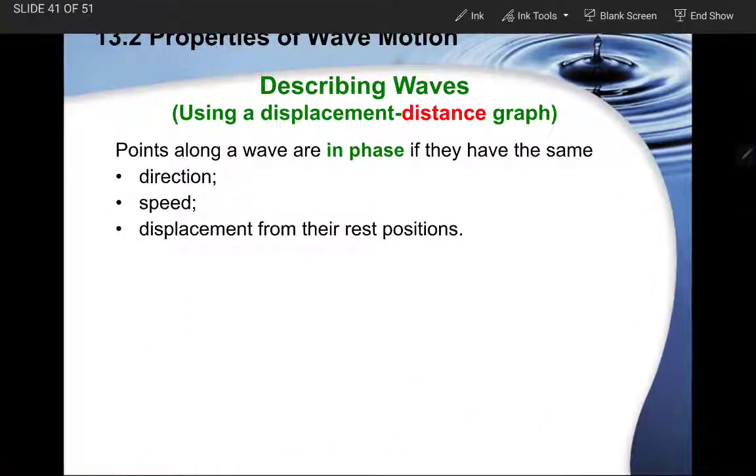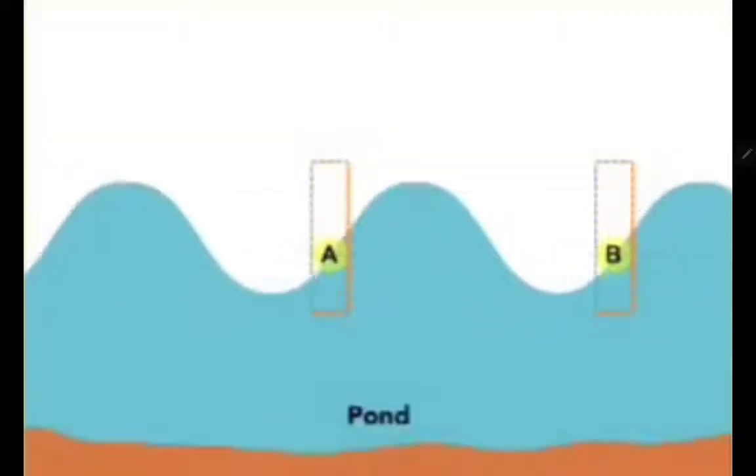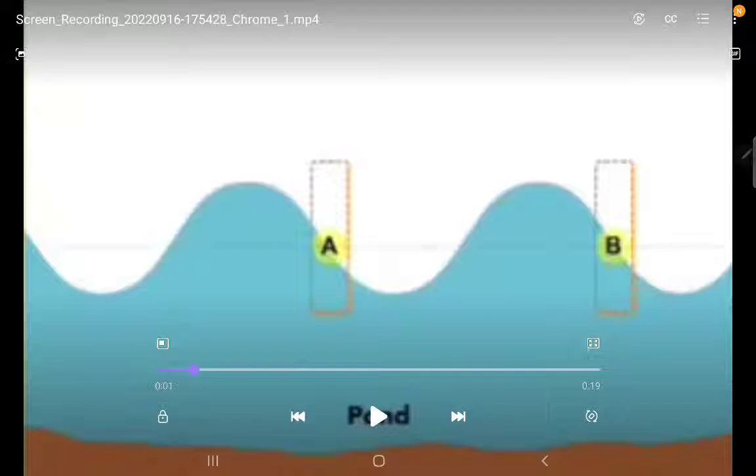They would constantly be moving. Notice that they would constantly be moving together. So if you see that they're in phase, this is what it means. They're always moving simultaneously. They'll be at the same displacement at all times, at the same speed at all times, and moving in the same direction at all times. So that's what two points that are in phase mean.